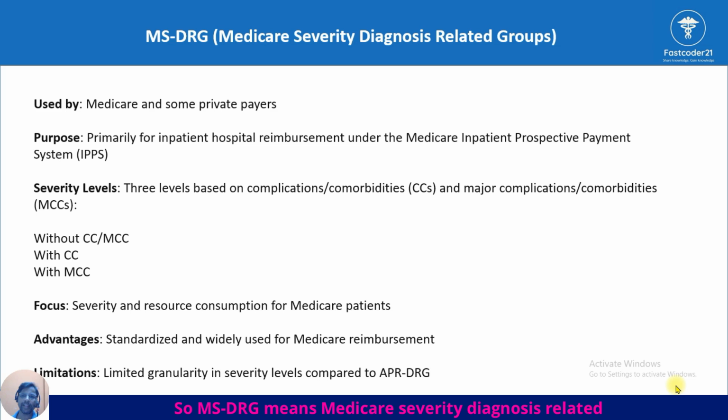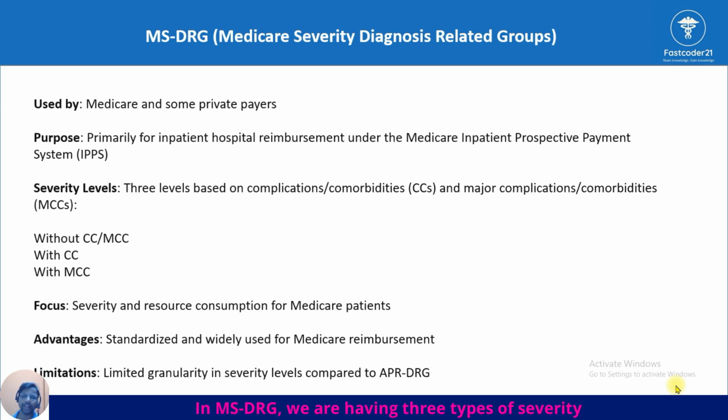Next, we will see MS-DRG. MS-DRG means Medicare Severity Diagnosis Related Groups. Most of the time, MS-DRG is used by Medicare and some private payers. So what is the purpose of MS-DRG? Primarily, MS-DRG is used for inpatient hospital reimbursement under the Medicare Inpatient Prospective Payment System, usually called IPPS. In outpatient coding, we call it OPPS for reimbursement. OPPS means outpatient prospective payment system.